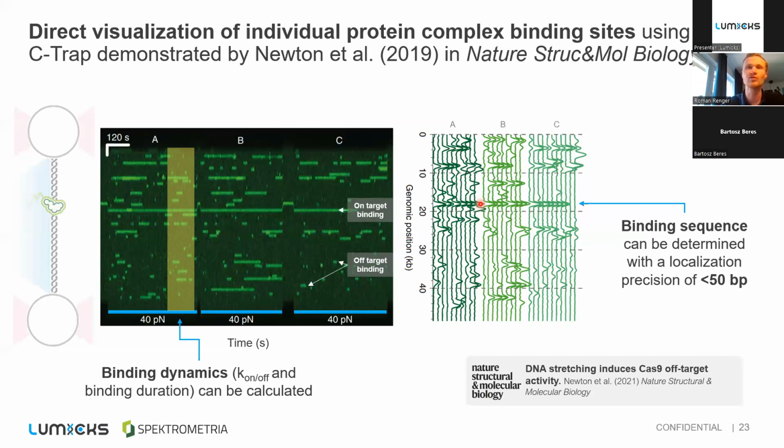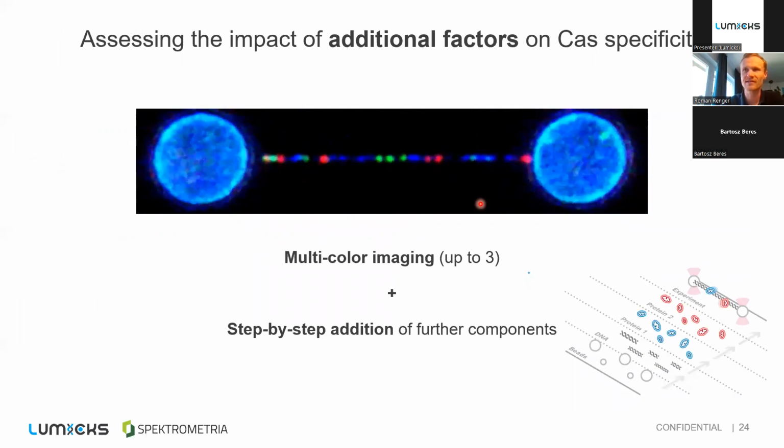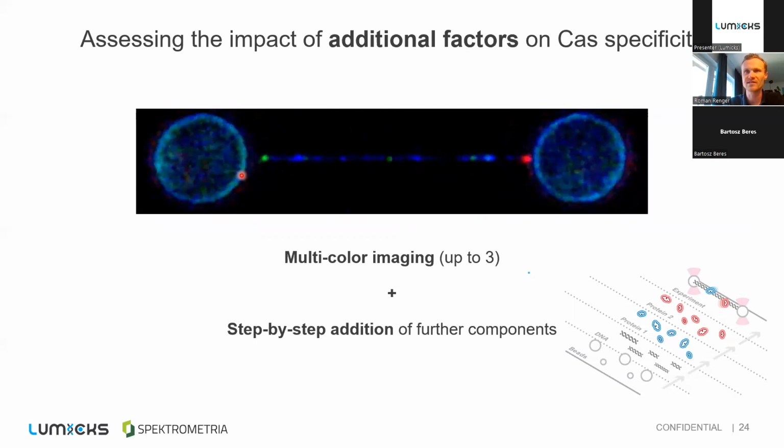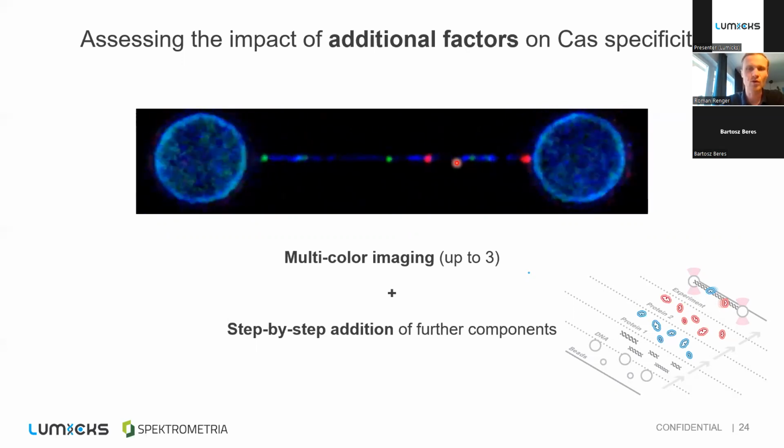And as I said before, we do not only have one-color imaging, we have up to three colors, typically red, green, and blue. And now you can, of course, add up to three different components, three differently labeled proteins, and see how they interact with each other. And then you would produce a video like that. So you have these two beads with the DNA in between, and you see different proteins that bind and unbind, and you can then figure out if they co-localize, if they replace each other on the DNA, or whatever happens.